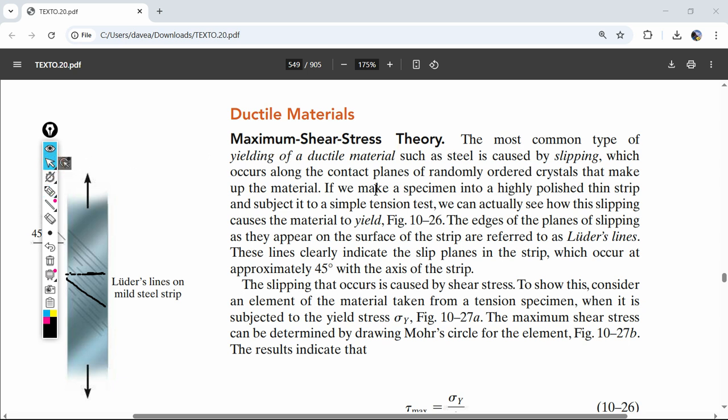The most common type of yielding of a ductile material, such as steel, is caused by slipping, which occurs along the contact planes of randomly ordered crystals that make up the material. If we make a specimen into a highly polished, thin strip and subject it to a simple tension test, you can actually see these lines. And we can actually see how this slipping causes the material to yield.